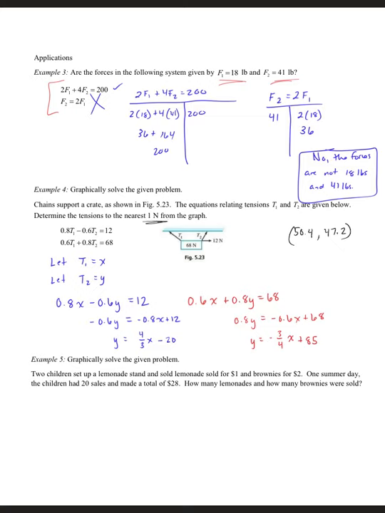So now we want to round them. The first one would be closest to 50. The second one would be closest to 47. So this would be our solution.